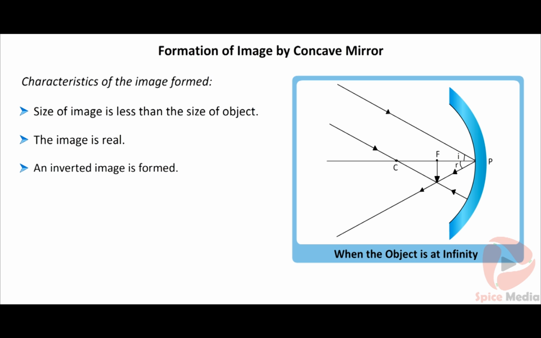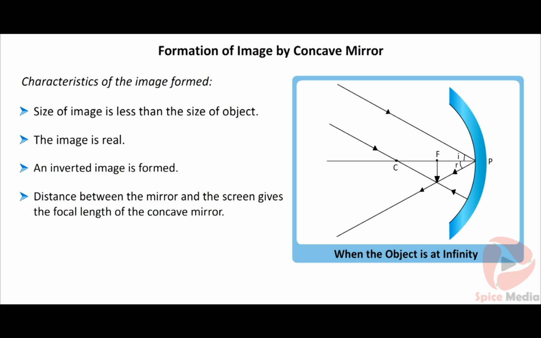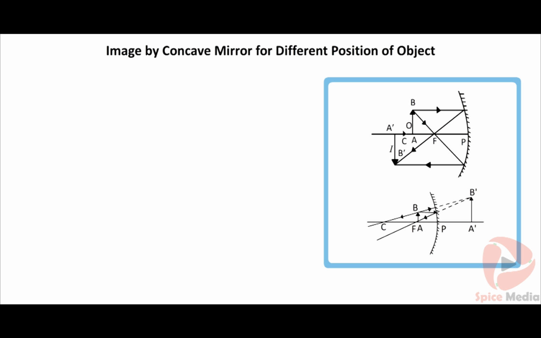The image formed on the screen is upside down, that is, an inverted image. The distance between the mirror and the screen gives the focal length of the concave mirror. Now, let us discuss the nature of the image formed due to the position of the object.